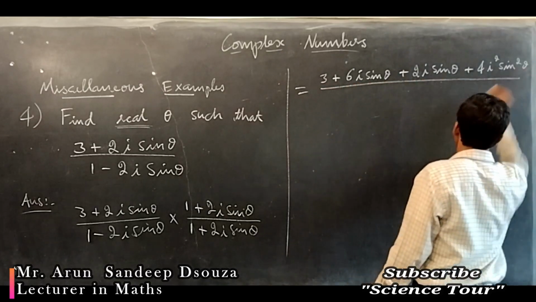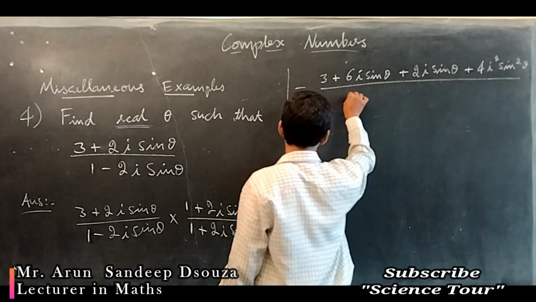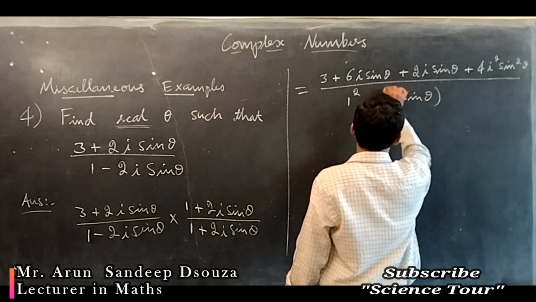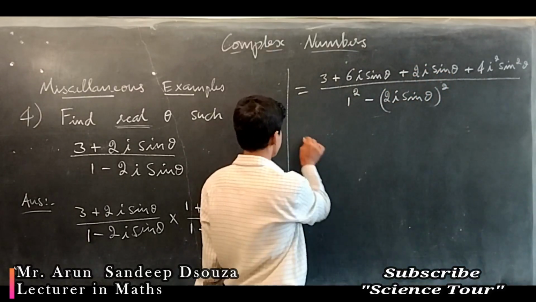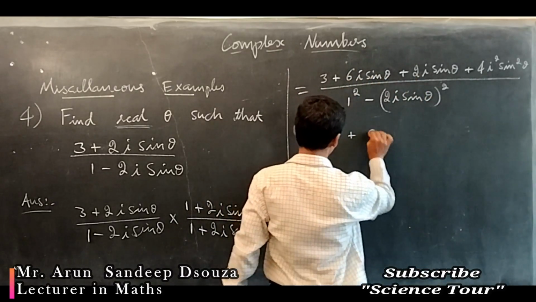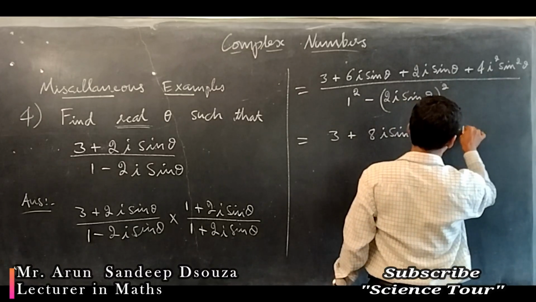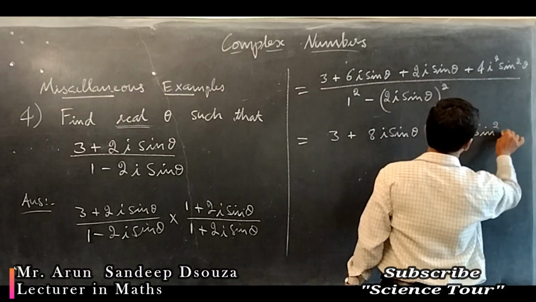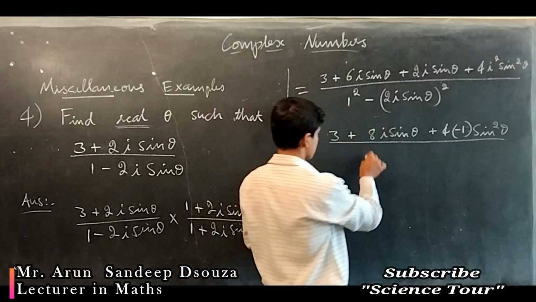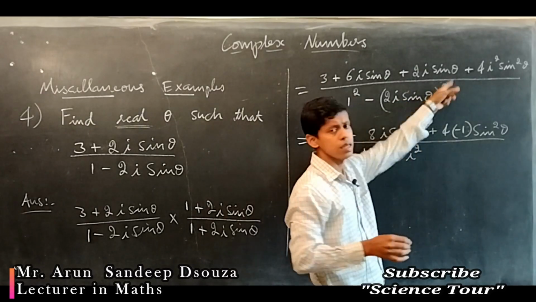Well, divided by, this is a minus b into a plus b type, so a square minus b square, so 1 square minus 2i sin theta whole square. Okay, so 3 plus 6i plus 2i, 8i sin theta, and then 4i square becomes minus 1, and then sin square, divided by 1 square minus 4i square, and then sin square.